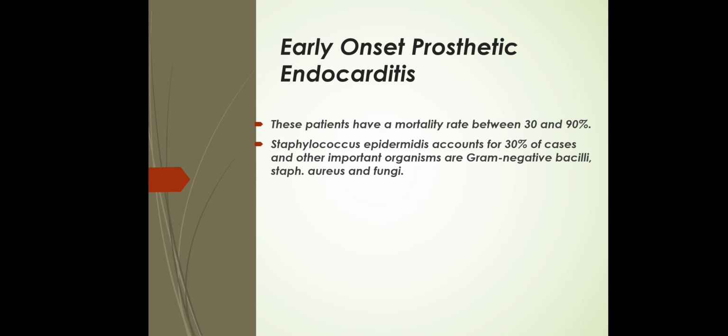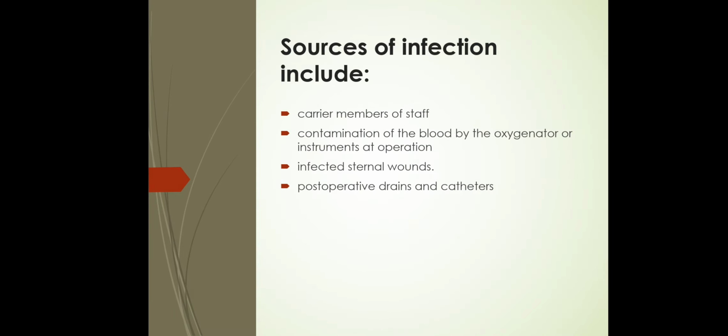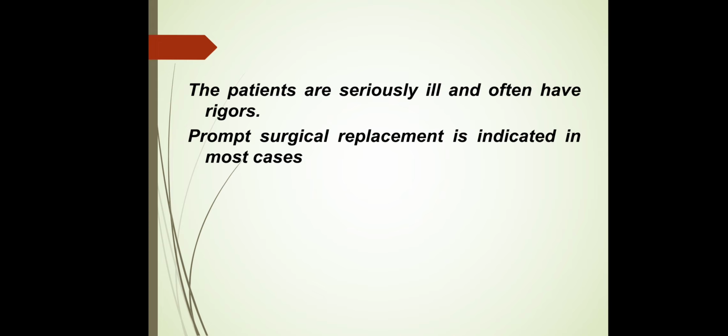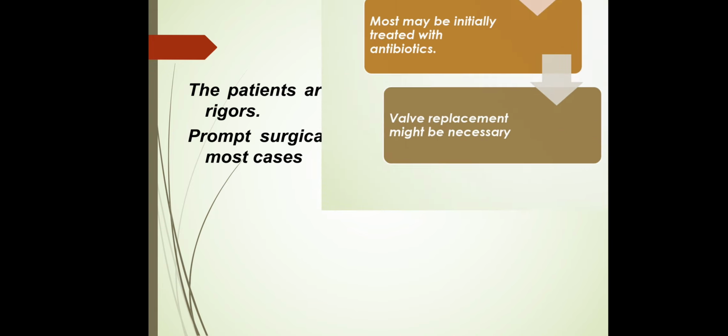In early prosthetic endocarditis, the patients have a high mortality rate between 30 and 90%. Staphylococcus epidermidis accounts for 30% of cases, while other organisms account for the rest. Sources of infection may be from the medical staff themselves, contamination of the blood from the oxygenator, or infected sternal wounds, or maybe from the postoperative drains and catheters. Patients in this condition are seriously ill and often have rigors. Prompt surgical replacement is indicated.